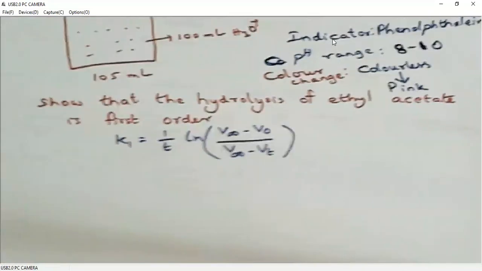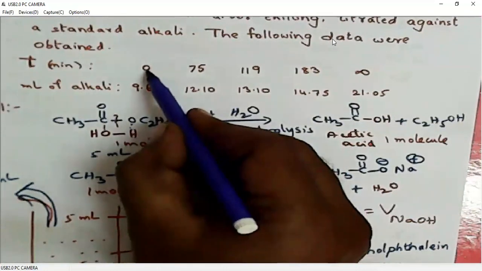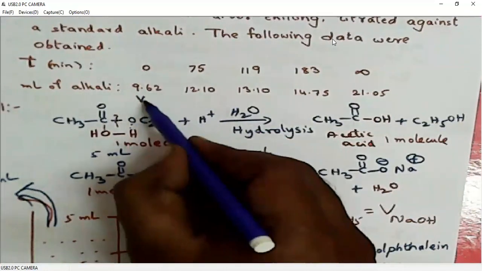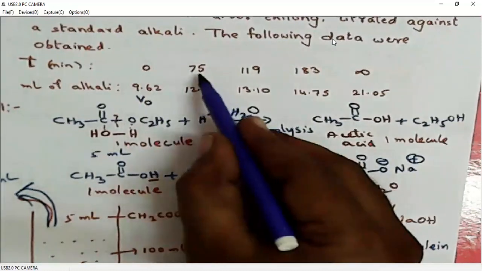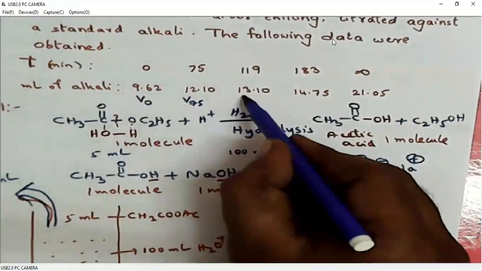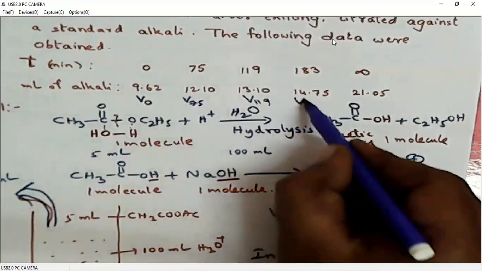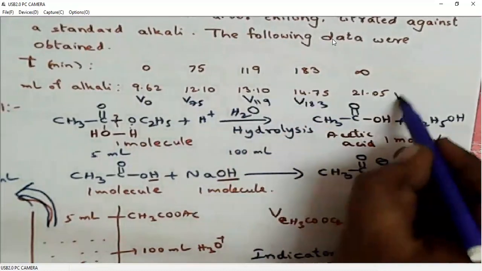Then what are V0, Vt, and V∞? We will look at this data. At time 0, this is V0. At time 75 minutes, this is V75. At 119 minutes, it is V119. This is V183. This is V infinity.